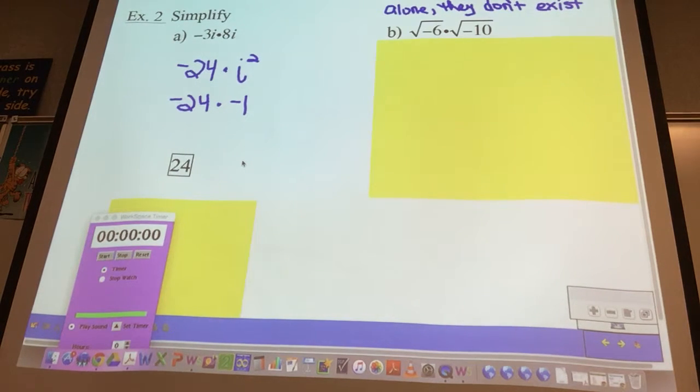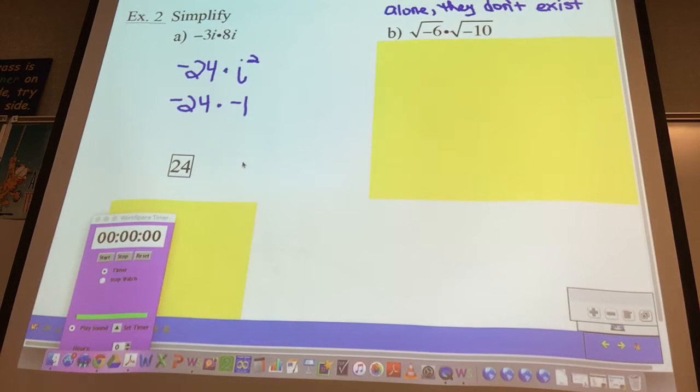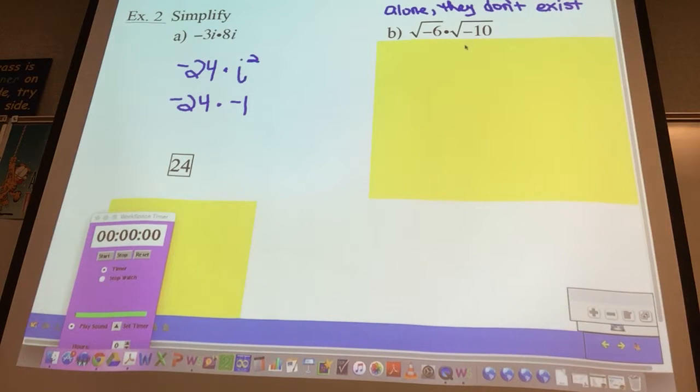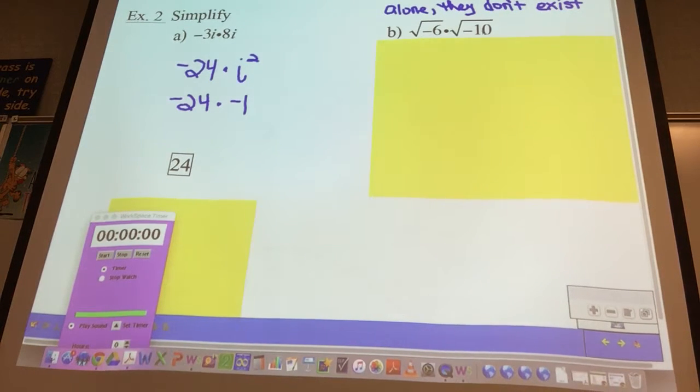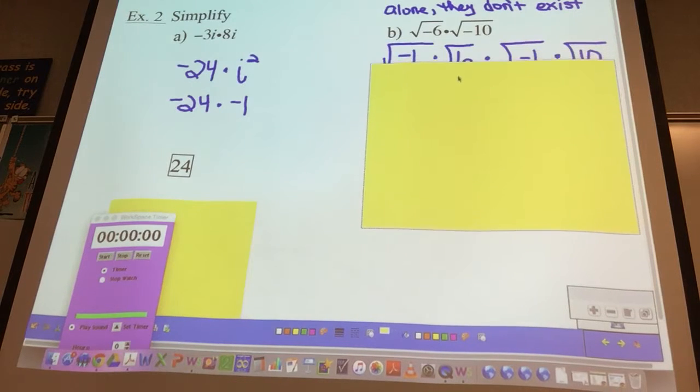Whenever you see i squared or the square root of negative 1, you know that's something you have to deal with. Letter B. You can't turn this into the square root of 60. Normally you can multiply numbers. But since this doesn't exist and this doesn't exist, you can't multiply together two things that don't exist. So we have to simplify them first. Yeah, that's what I was gonna say. I broke this down into negative 1 and 6. And I broke this one down into negative 1 and 10.